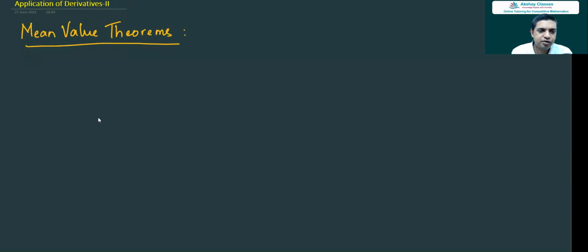So we'll continue from where we left yesterday. Yesterday, we ended at the mean value theorems. And yesterday we covered the three mean value theorems: Fermat's theorem, Rolle's theorem, and Lagrange's mean value theorem. So we'll continue further from there.